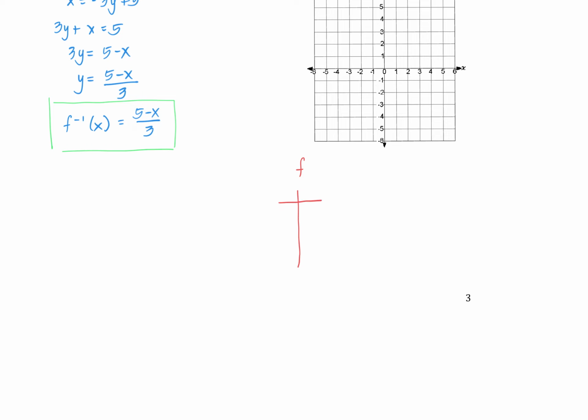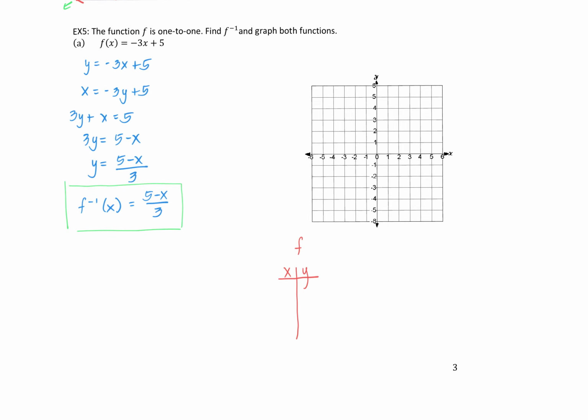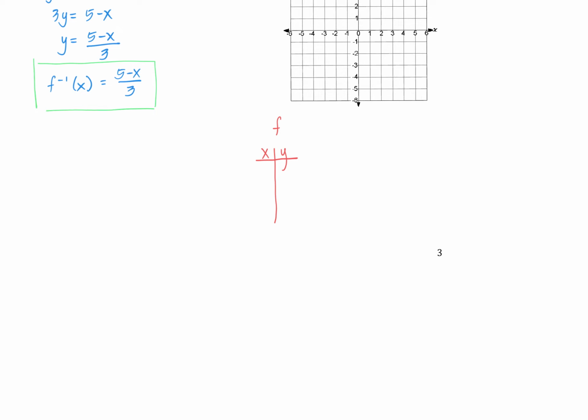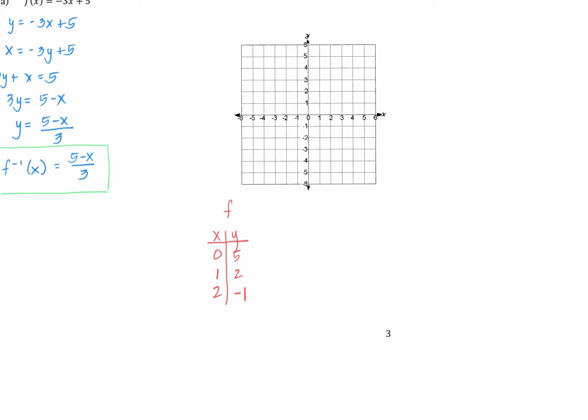I see that it's a line. Let's go back to that. Let's see. We'll start with 0. So if I put in 0 for x, I get 5 for y. If I put in 1 for x, I get 2 for y. Let's do one more. If I put in 2 for x, I have negative 1. Let's see what those points look like. So we have (0, 5), (1, 2), and (2, -1).